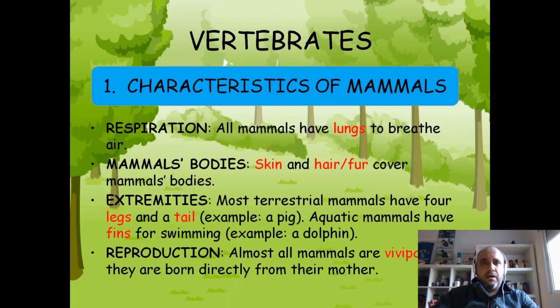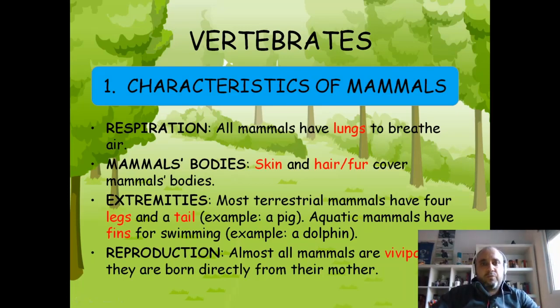Group number 1, mammals. If we talk about respiration, all mammals have lungs to breathe air. Their bodies are covered by skin and hair or fur. Normally, terrestrial mammals have 4 legs and a tail, for example, a pig, a cat, a dog. But aquatic mammals have fins for swimming, like a dolphin or a whale.